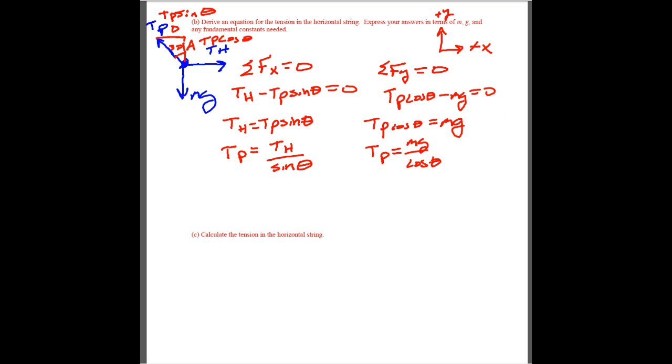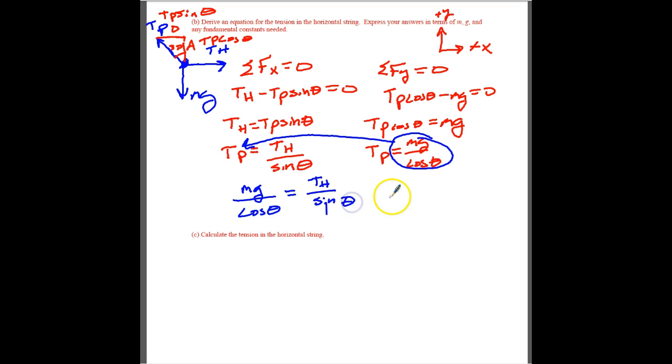Let's take what we have for TP here and plug it into this side of the equation. Let's change colors. We're going to take this and plug it in for TP over here, because we want to find TH. So this would be mg over the cosine of the angle is equal to TH over the sine of the angle. We want TH by itself, so let's multiply both sides by sine of the angle. So TH is equal to mg times the sine of the angle all over the cosine of the angle. And if you remember your trig, sine of the angle over cosine of the angle is equal to tangent of the angle.